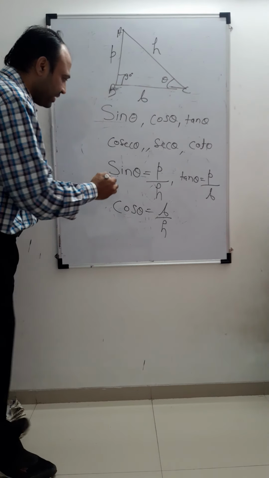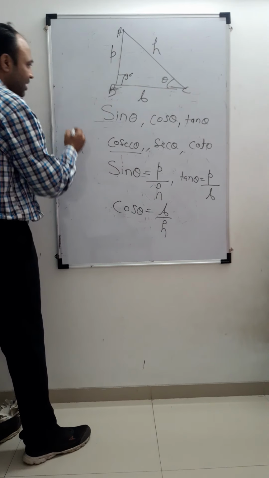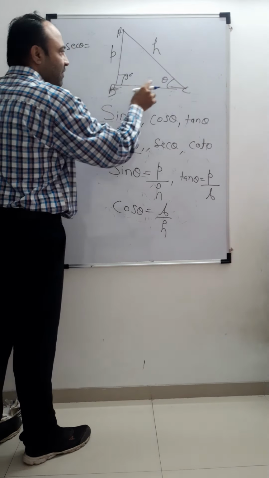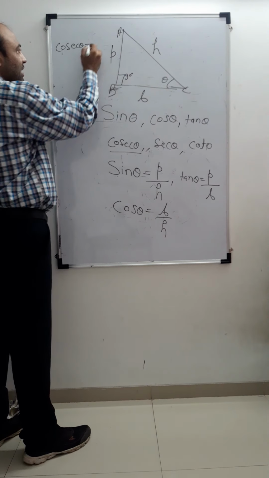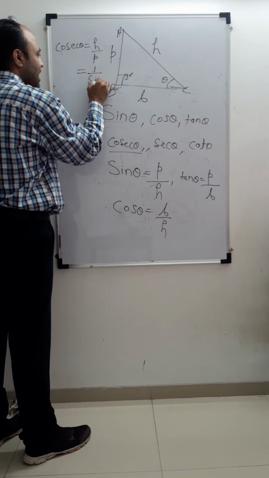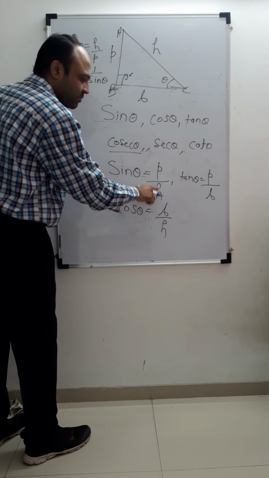Correct there? Then we have cosec theta. Cosec theta is, in fact, H upon P, which is nothing but 1 upon sine theta, because sine theta is P by H.